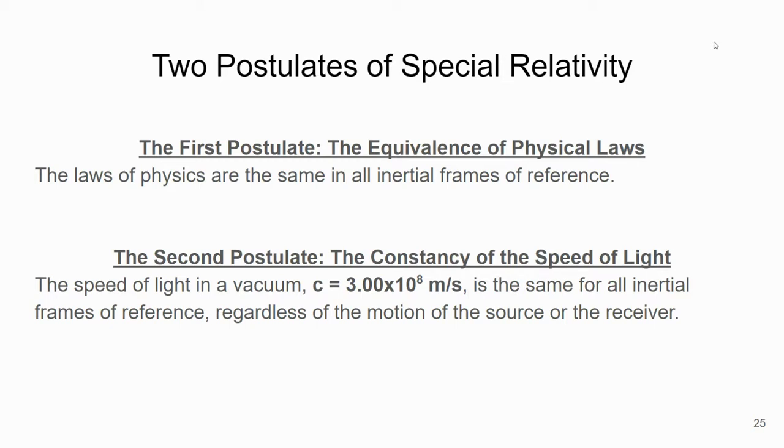The second postulate is the new one. The second postulate is the constancy of the speed of light. So the speed of light in a vacuum.